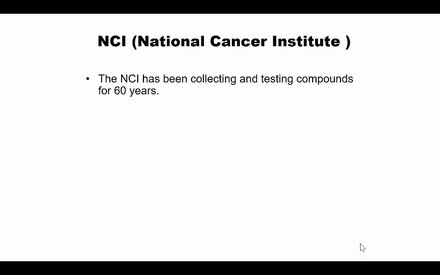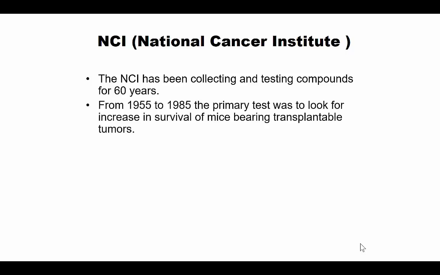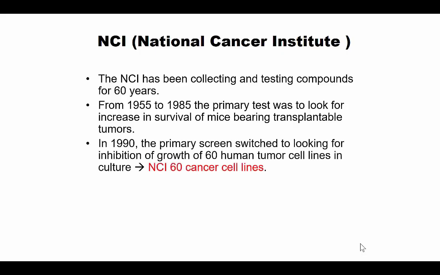NCI has been collecting many compounds from all over the world and then testing those compounds as a kind of academic service. In early stages, they tested the compounds directly in mice. The mice had transplanted tumors, and they checked whether the compound could cure the tumor or whether it killed the mice as a side effect. But at a later stage, they changed this screening into 60 different human cancer cell lines. So this is the so-called NCI-60 cancer cell lines.